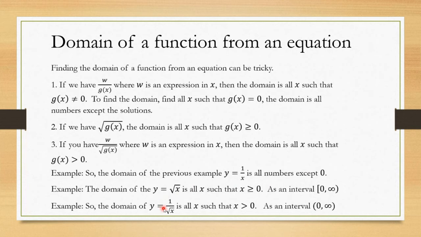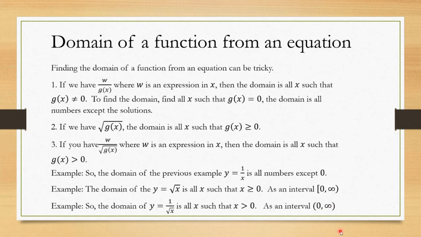And also, when you have 1 over the square root of x, again, you want to know when the radicand is strictly greater than 0. I'm basically using this, where w is 1, g of x here is just x. So you want to know when x alone is greater than 0. So the domain would be all x such that x is greater than 0. As an interval, you have this. You're just basically taking the previous and removing 0. So that's what it boils down to.